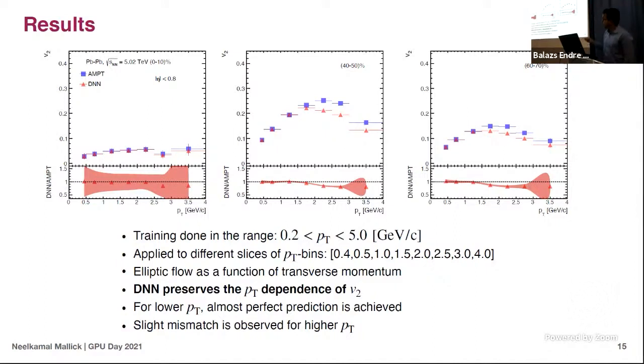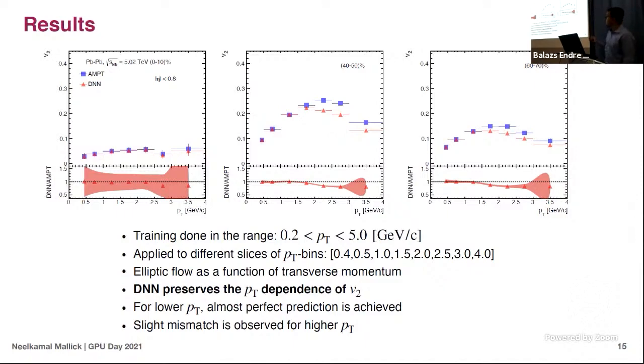Yes, during the training we use this wide range from 0.2 to 5 because we want to train the model with all possible information that we can give. But when we apply it to different PT bins, this is the output. Obviously the low PT domain will have higher statistics, so the model is a little bit biased towards the higher statistics because it replicates what it sees. So this is the good agreement. But when you move towards the higher PT, obviously the statistics are a bit less, so it starts to deviate a little bit.